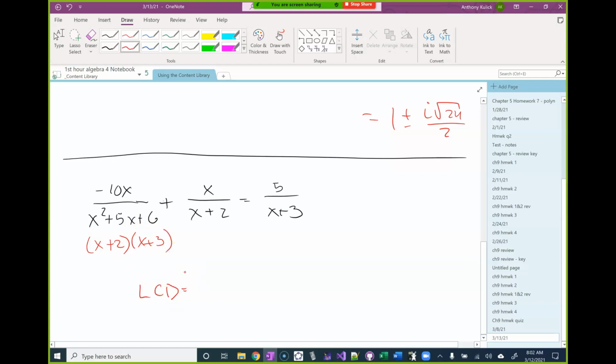So our least common denominator would be? X plus 2, x plus 3. X plus 2 times x plus 3. Everybody okay with how we did that? Okay. So I'm going to multiply that to both sides of my equation.